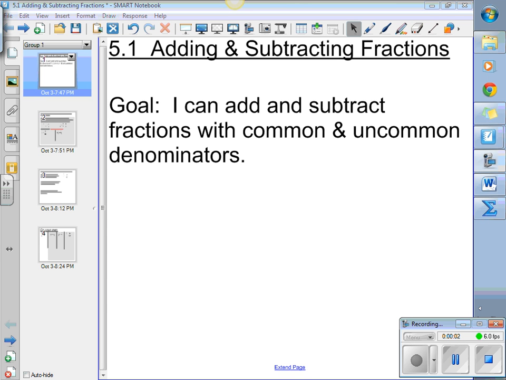Today's lesson is adding and subtracting fractions. Our goal is that we can add and subtract fractions with common and uncommon denominators. As always, please note to pause if I go too fast, which I promise I will, and rewind if you need to hear something again.